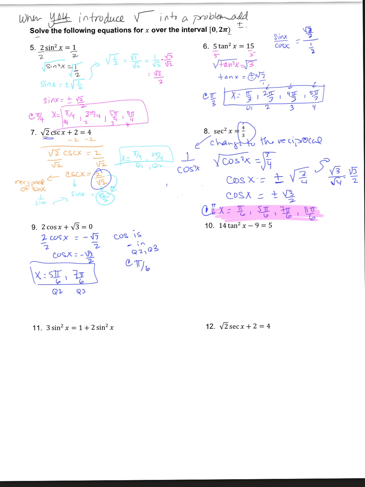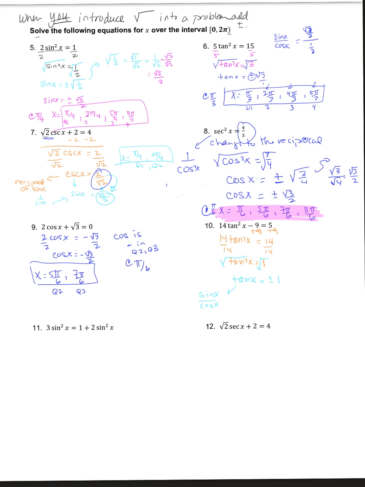Okay, so for number 9, you should have gotten 5 pi over 6 and 7 pi over 6. So we had to figure out where cosine was negative, and quadrants 2 and 3 at the angle of pi over 6 when you have square root of 3 over 2. Okay, number 10, I'm going to stop the video and you figure it out and we'll check in a second.